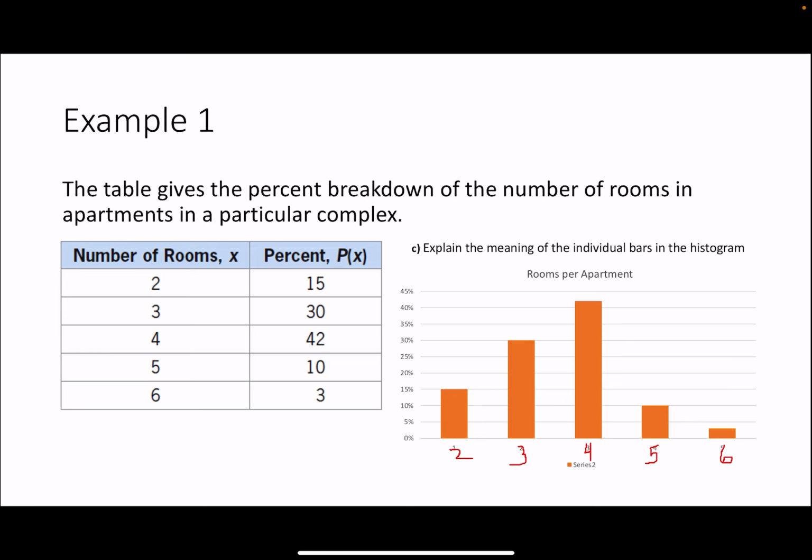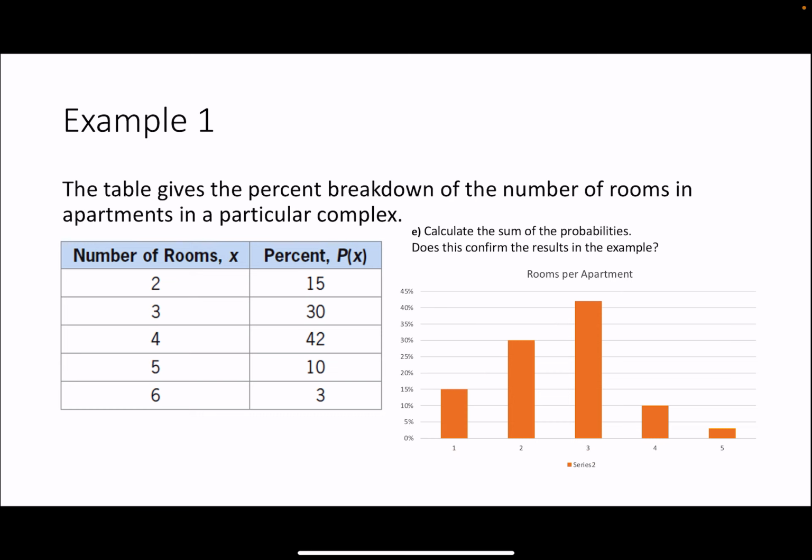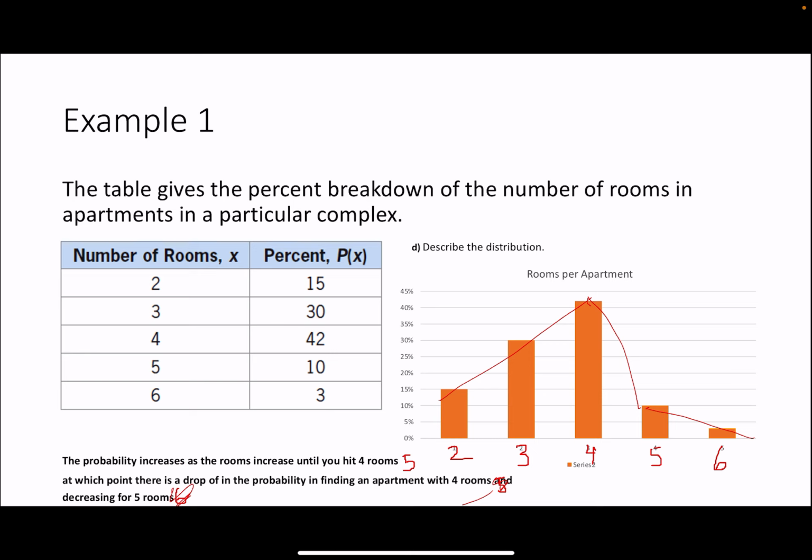So explain the meaning of the bars in the histogram. The area of each bar represents the probability. So the area under here, it's 1 times 15, is the probability. Now, if I calculate the area of all the bars in the histogram, it should equal 100%. Now describe the distribution. The probability increases and then drops sharply and then decreases after that.